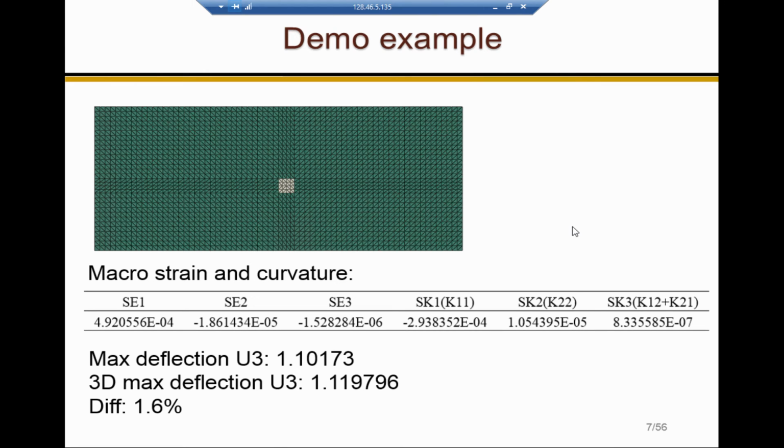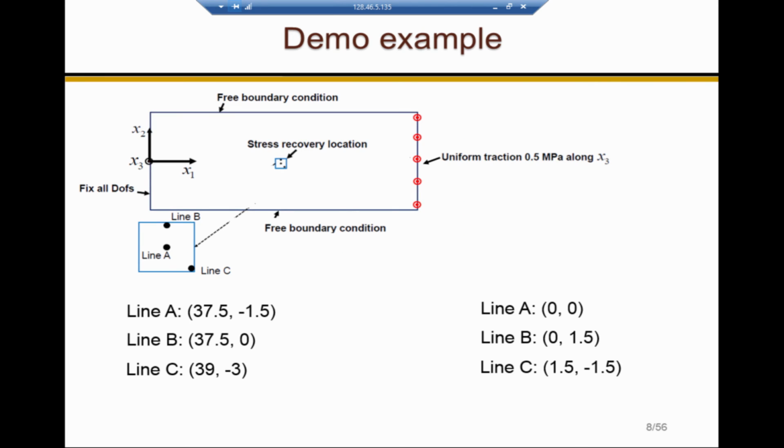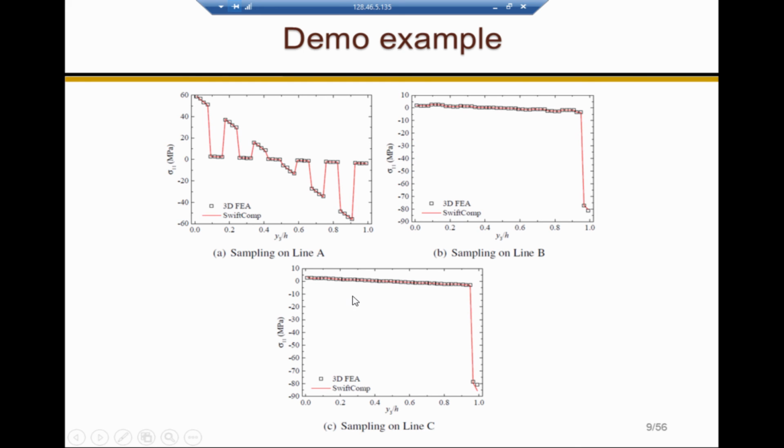Conducting a multiscale analysis using mechanics of structure genome could be very efficient and accurate. Compare the results obtained from the multiscale analysis and the 3D detailed FEA results. It was found that the maximum deflection of the shell analysis has only 1.6% of a difference compared with the 3D results. And we also compared the stress distribution at some specific paths. It was also found that the stress distribution is also very accurate compared with the 3D FEA results.